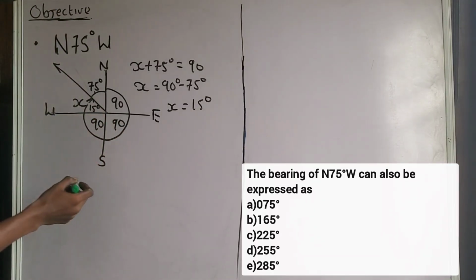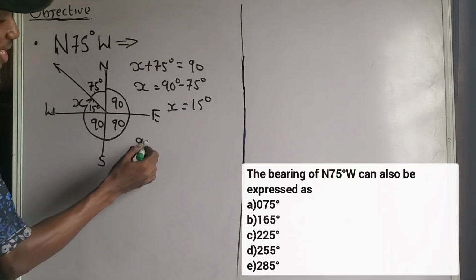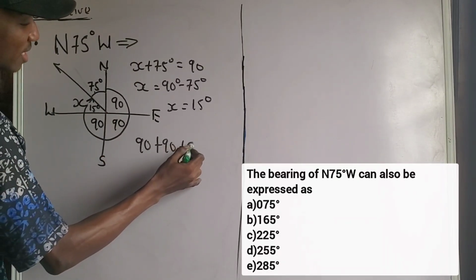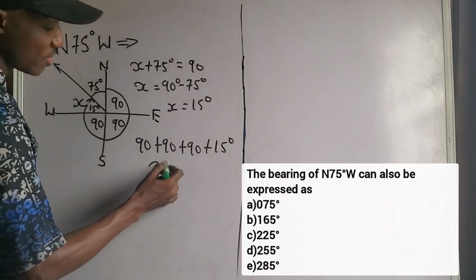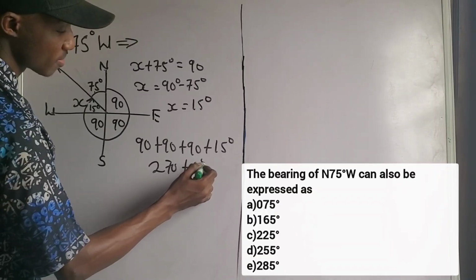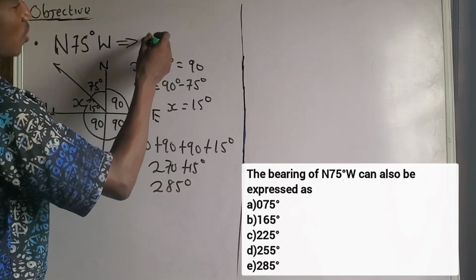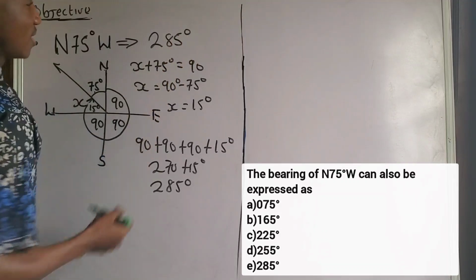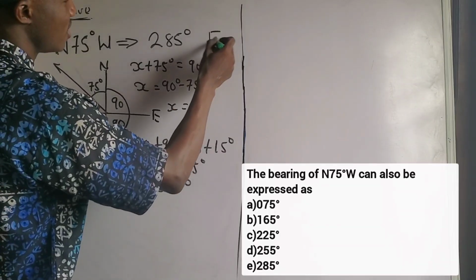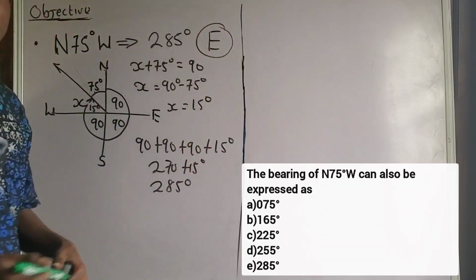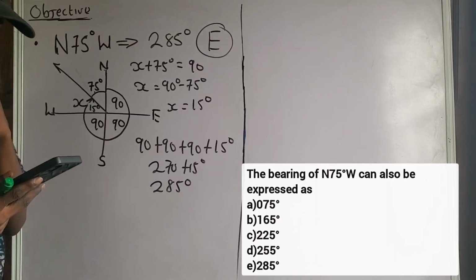Are you getting it? So to get the equivalent angle of this, I'm going to have 90 plus 90 plus 90 plus 15 degree. Do you understand? That is 270 plus 15 degree. And that is 285 degree. So I'm going to have 285. So let's check the correct option. The correct option to that question is option E. Option E is correct. Do you understand? Okay, let's proceed to the next question.